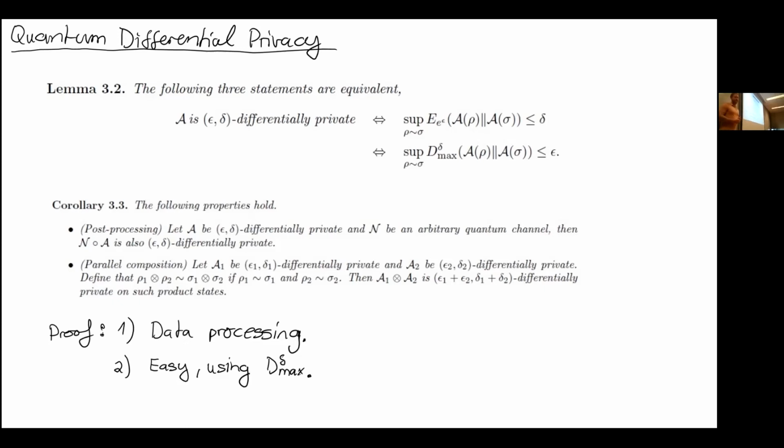The other one is parallel composition. That is, if you have two differentially private algorithms and you take the tensor product of them, then the tensor product is also differentially private. The crucial point here is that the error terms, the epsilons and deltas, just add up if I combine two of these algorithms. If I have time, I might come back to this point a bit later. And this again is an easy two-line proof based on the max relative entropy.